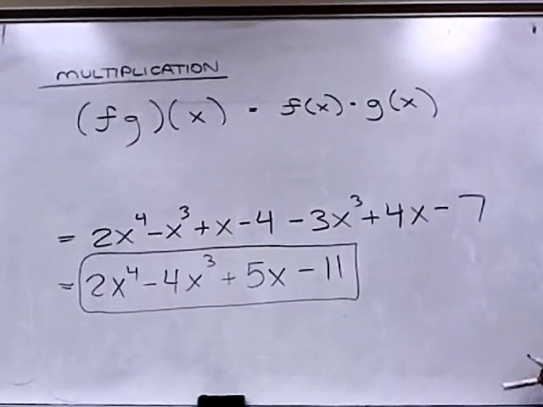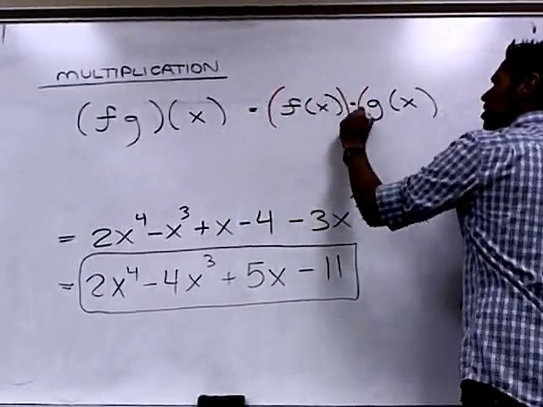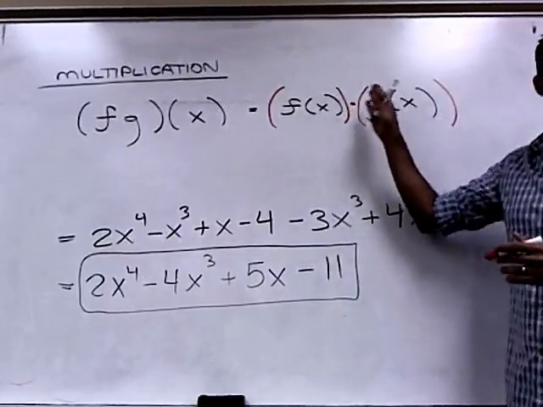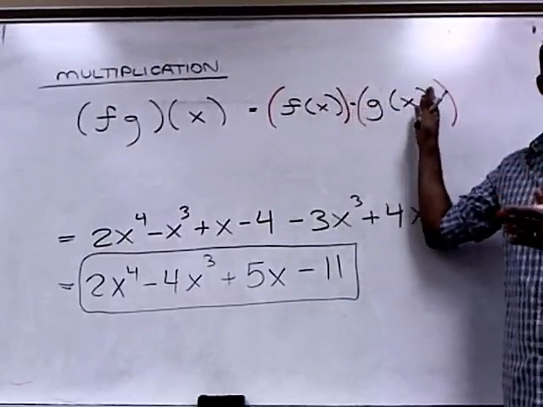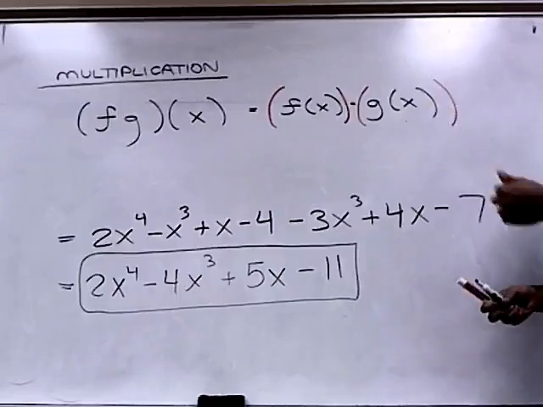Now again, I'm going to say be careful here, because if f has more than one term and g has more than one term, you're going to wind up doing a FOIL type thing or an expansion, and it can get a little bit tricky. So let's do an example. You'll see what I mean, all right?